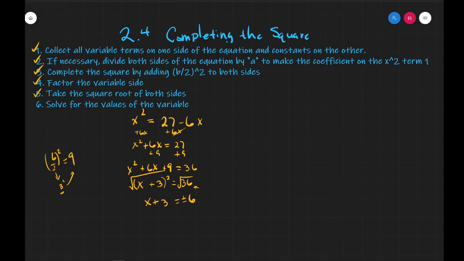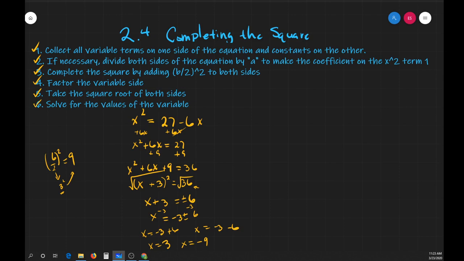Now we need to solve for the values of the variable. So we're going to subtract 3, x equals negative 3 plus or minus 6. So x equals negative 3 plus 6, x equals negative 3 minus 6. So x is going to be 3, and x is also going to be negative 9. Those are the two values that if you plug them back into your equation, you'll get a true statement. Okay, and we did that. That was completing the square process.